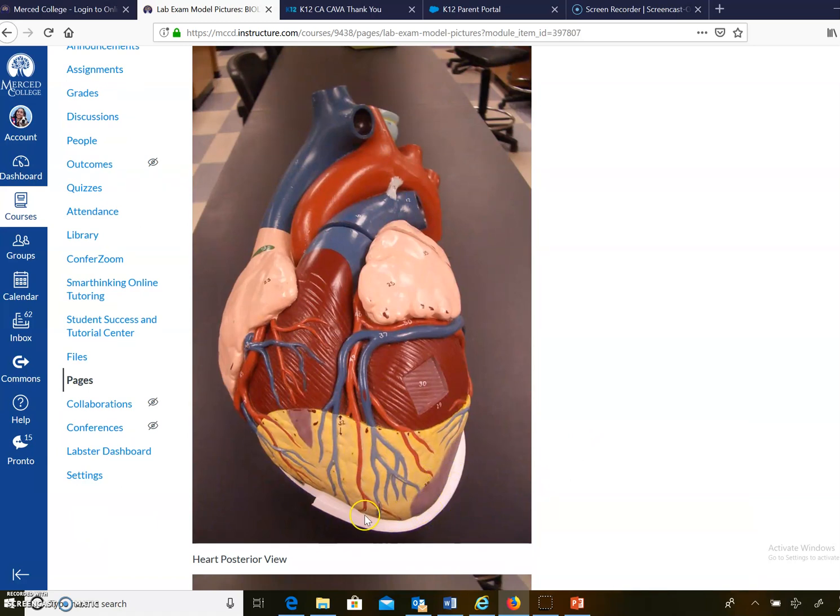I lost my pointer because I'm not in PowerPoint anymore here. The base is the top part of the heart. You have the right auricle. Remember, the right for the heart is right and left is designated by the patient. So the right is over here, the right auricle. This is the left auricle. The auricle is the same thing as the atrium.